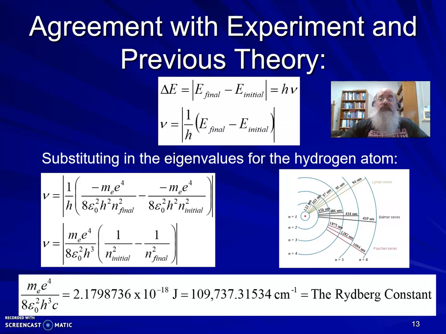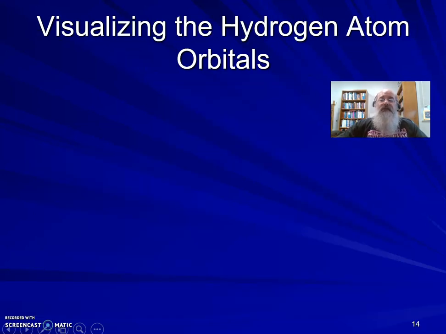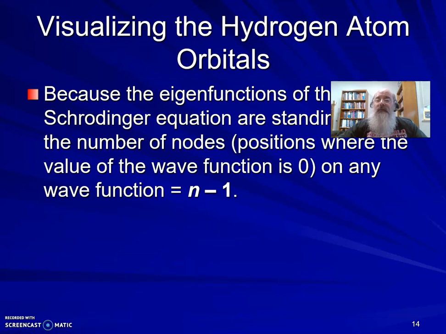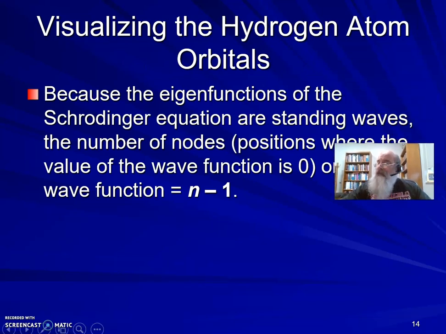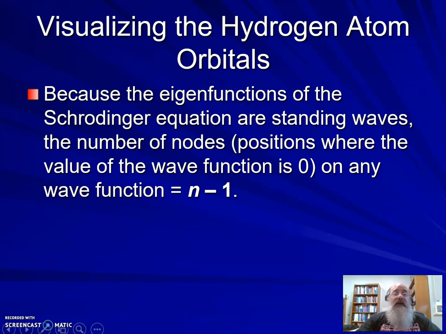If we want to visualize these orbitals, then the next thing that we need to be able to do is locate nodes, which we started practicing with a little bit in chapters 7 and 8. So let's see. It would be best if we move me back down here for this portion. Because the eigenfunctions of the Schrodinger equation are standing waves, the number of nodes, positions where the value of the wave function is 0, is n minus 1. So we're going to be looking for nodes, and if we know n, we know how many nodes to find, n minus 1.